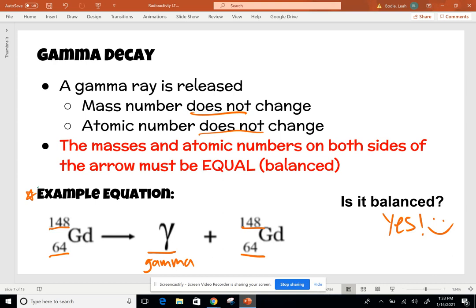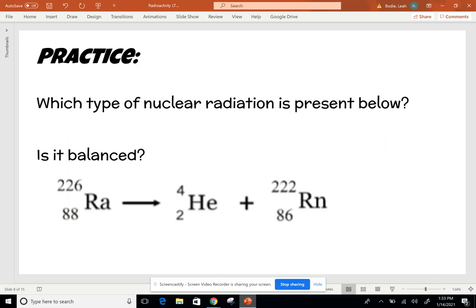All right, so now we're going to go through some examples. We're going to take a look and think about which type of nuclear radiation is present below. So we're going to look at our equation at the bottom. Well, to figure out what type of radiation is occurring, we want to look at what particle is present in the equation. And we can see right here, we have our alpha particle. So that means alpha decay is going to be occurring.